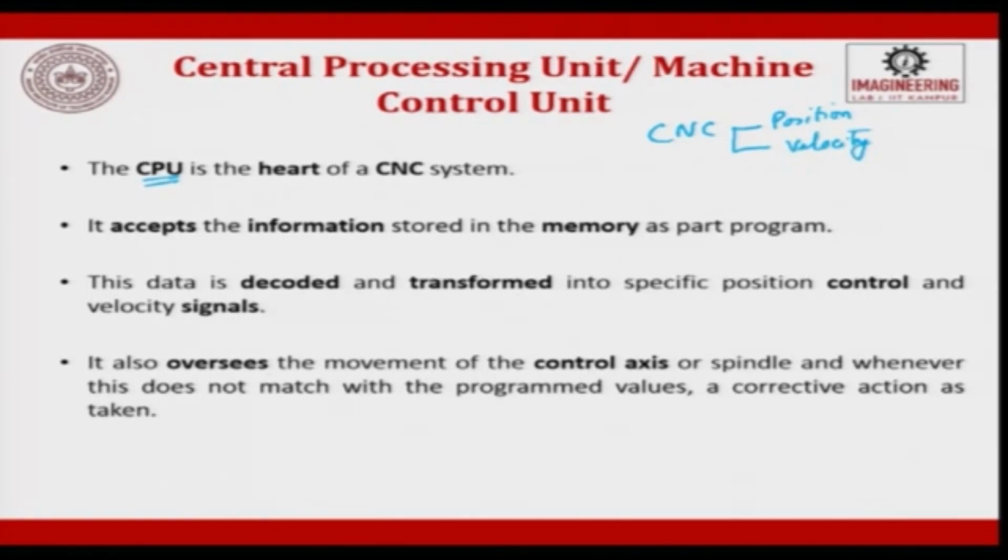Based on this, it also oversees the movement of the control axis or the spindle, and whenever this does not match with the program value, corrective actions are taken. So, it also oversees the control axis or the spindle movement. So, these are the 4 tasks of a central processing unit or a machine control unit.